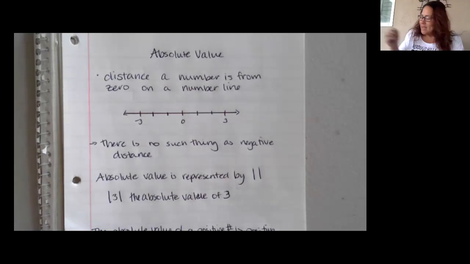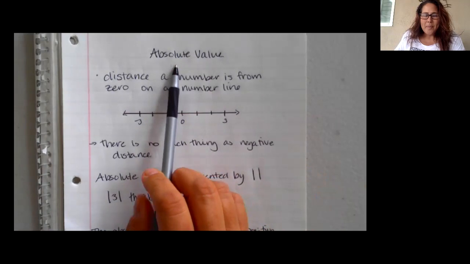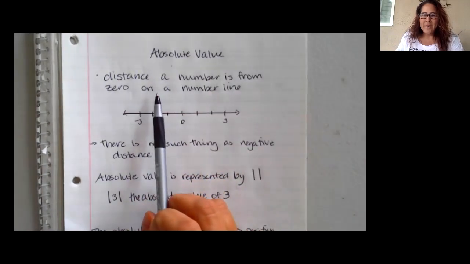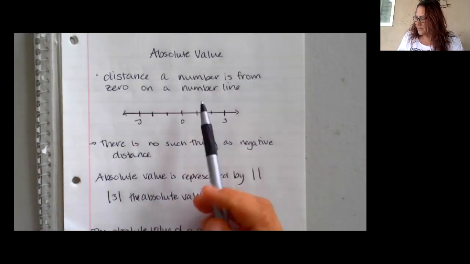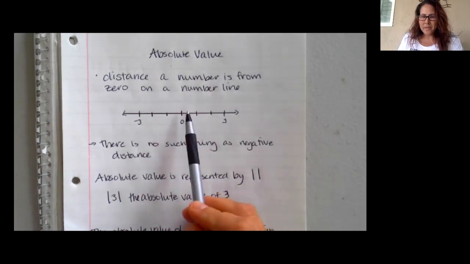So let's get started. All right, absolute value. Absolute value is the distance a number is from zero on a number line. So it's how far you are away from zero.